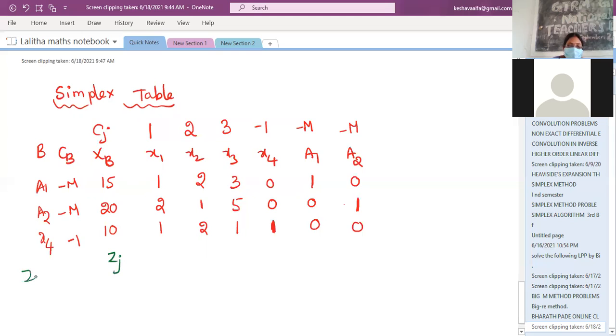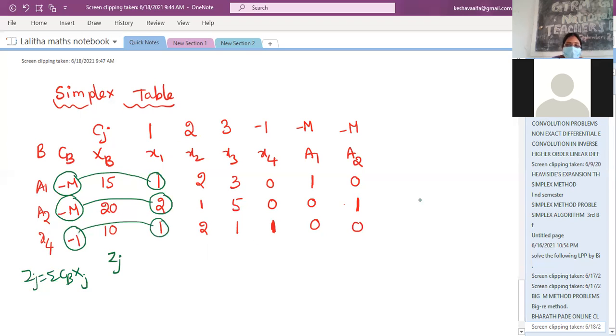Zj is equal to summation Cb into Xj. So Cb column value, minus m into x1 column value, that is minus m into 1 is minus m, and minus m into 2 is minus 2m, and minus 1 into 1. How much? Minus m minus 2m minus 1, so minus 3m minus 1. So we get minus 3m minus 1.